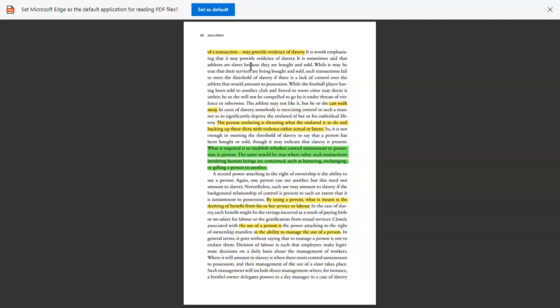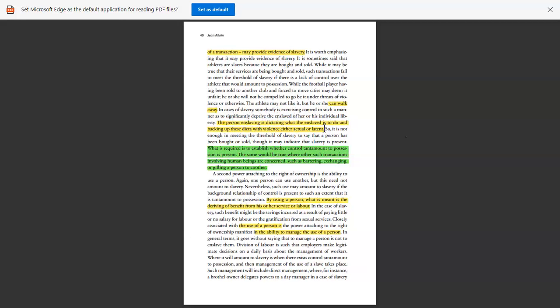It's sometimes said that athletes are slaves because they're bought and sold. But it may be true that their services are bought and sold. Basically, they can walk away. They don't have to continue in it. But in cases of slavery, somebody or some entity is exercising control in such a manner as to significantly deprive the enslaved of their individual liberty. The person or entity enslaving is dictating what the enslaved is to do and backing up this dicta with violence, either actual or latent.